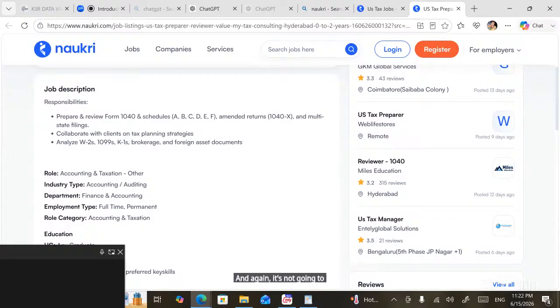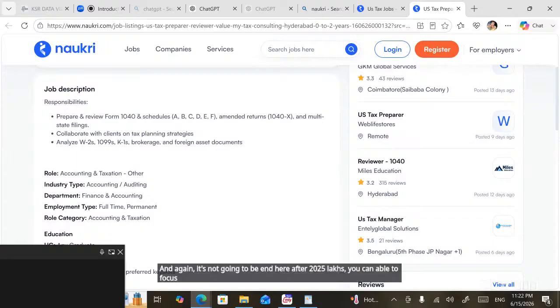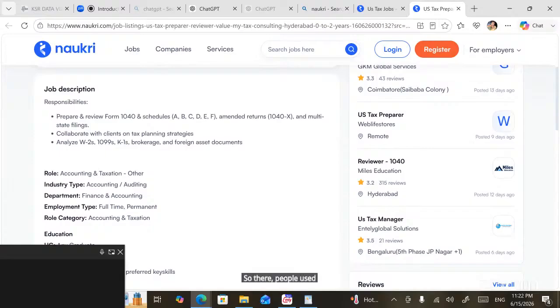After 20-25 lakhs, you can slowly focus on complete US taxation, like US CPA and CMA, sir. It's completely like a chartered accountant in India. That kind of level it will be for the US market. There people used to get like a 70 to 80 lakhs package. You can check it on the internet, US CPA and CMA, sir.